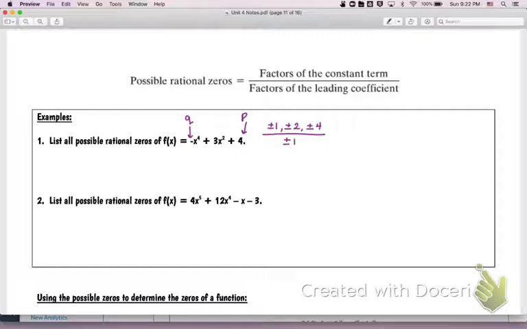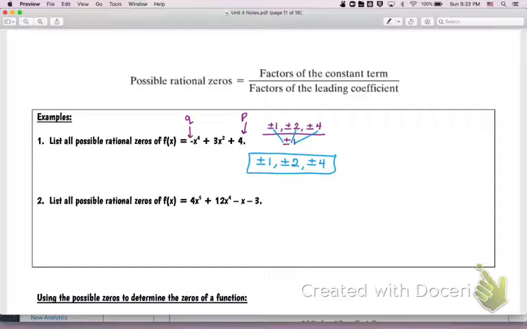And so now to come up with our list, we need an exhaustive list of all the possible combinations. So I start by working one at a time. +1 divided by +1 is 1. +1 divided by -1 is -1, and so on. But no matter what I do there, if I take plus or minus 1 divided by plus or minus 1, I'm going to get either a +1 or a -1. Then I'm going to look at 2 divided by 1. That's going to give me plus or minus 2. And I'm going to look at 4 divided by 1. That's going to give me plus or minus 4. Those are all the combinations. So these are my only possible rational zeros.